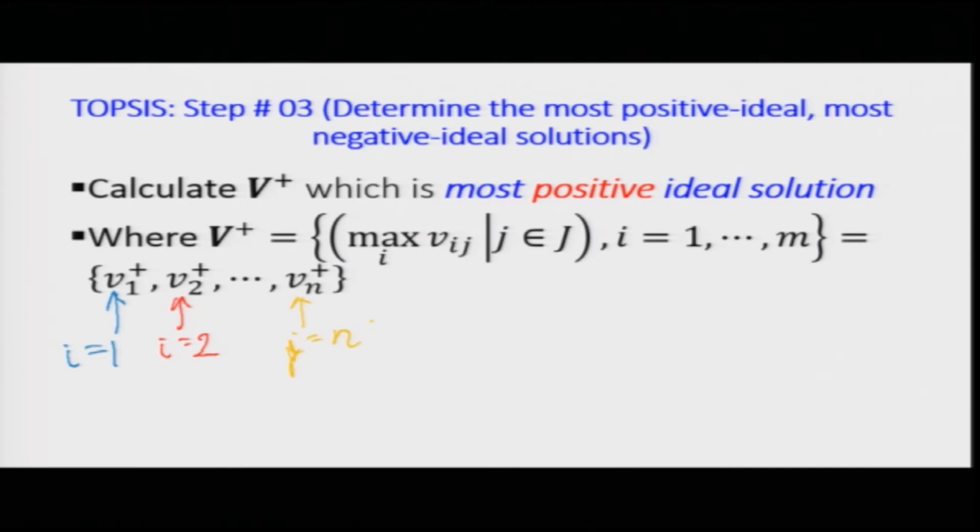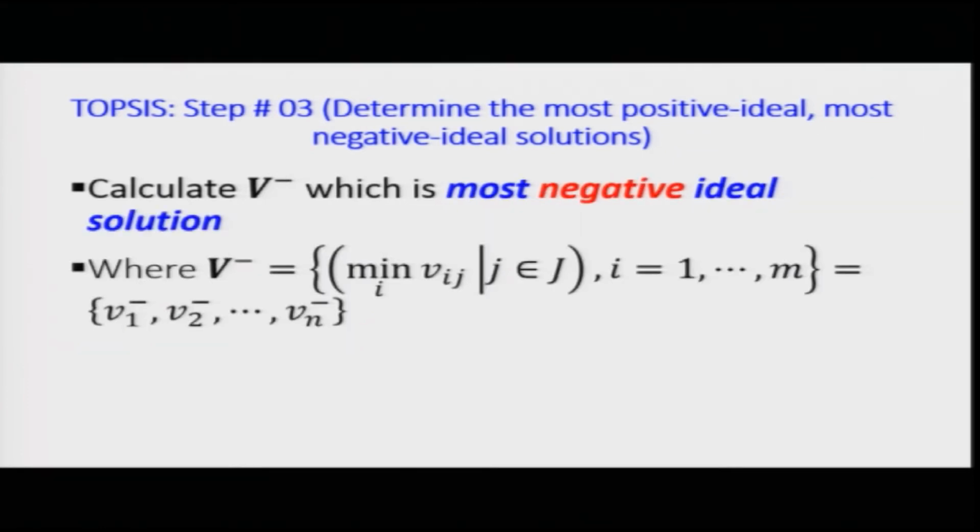So, I find out V n plus. Similarly, I will calculate the V minus, the negative values corresponding to the most negative ideal solution. So, it will be the minimum. So, I have the maximum and the minimum corresponding to the ideal set. Then similarly, I have the maximum and minimum corresponding to the non-ideal set, but I am only considering the first and the third column which I mentioned.